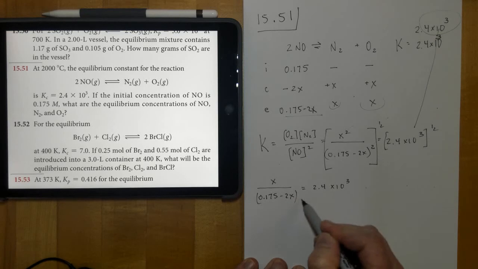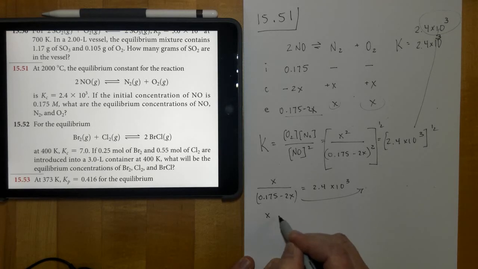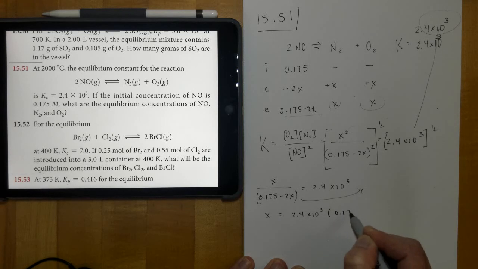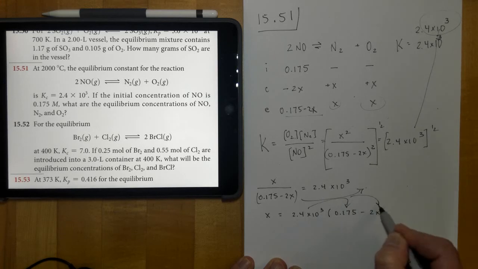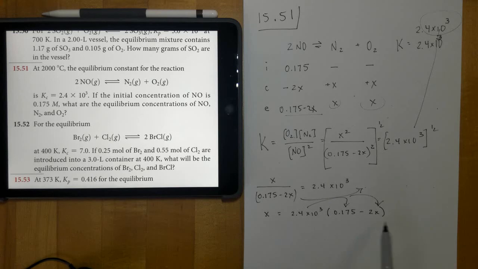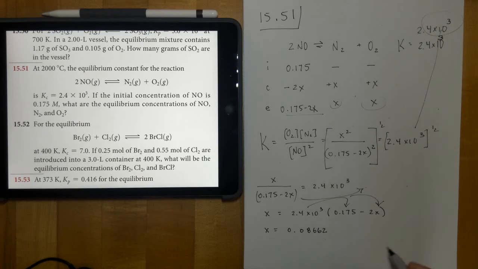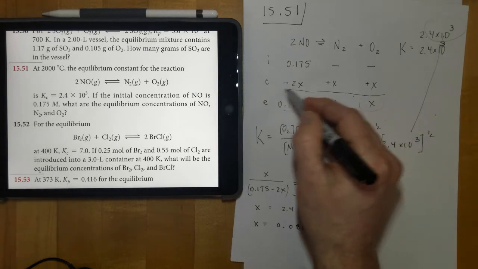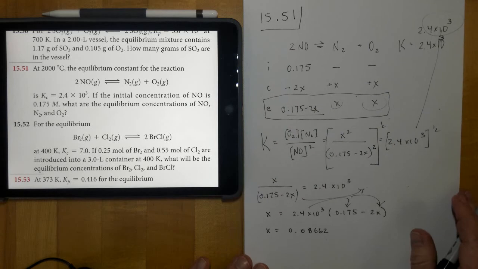So bringing this over to this side over here, I end up with x equaling 2.4 times 10 to the third times 0.175 minus 2x, and then I would distribute this in to find each of those, and then I would gather the terms over here to get the x by itself. And after I do that, I have x equaling 0.08662, and now I can take the x and I can put it back into my equation right up here to find the equilibrium amounts of each one.